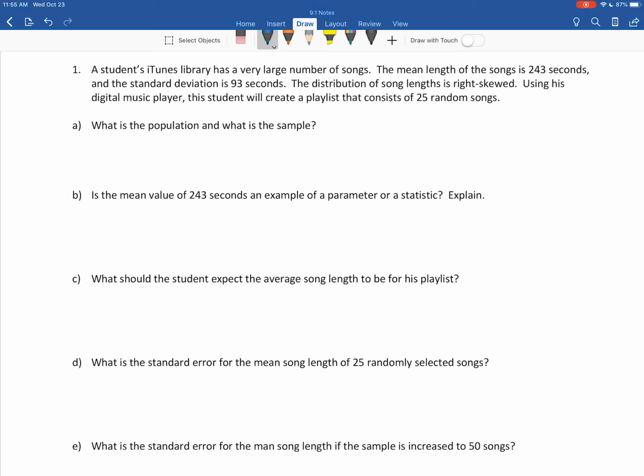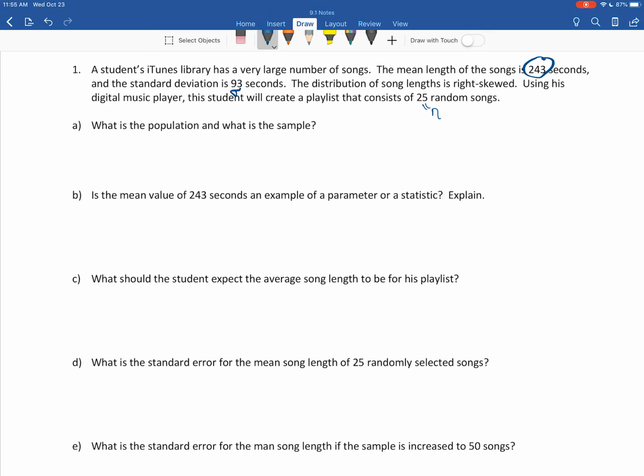Using his digital music player, the student will create a playlist that consists of 25 random songs. So we are going to take a sample of 25. So that's going to be our n value. And we've got our standard deviation, it says up here, so that's our sigma value. Our first question down here, I guess we can label this.